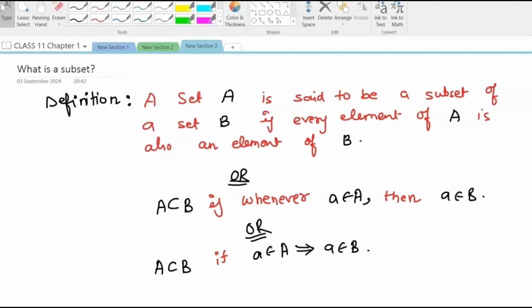So what is a subset? A set A is said to be a subset of a set B if every element of A is also an element of set B. Or mathematically, A is a subset of B if whenever x belongs to A, then x will also be in B. Or we can also write it simply, A is a subset of B if x belongs to A implies x belongs to B.